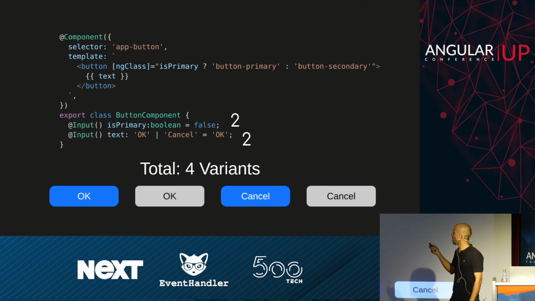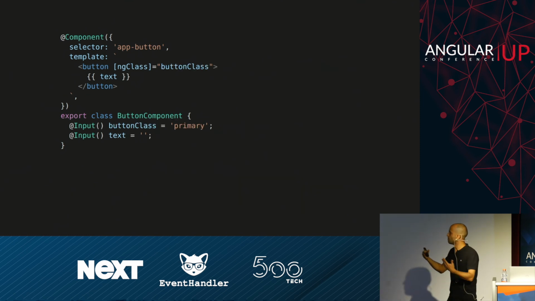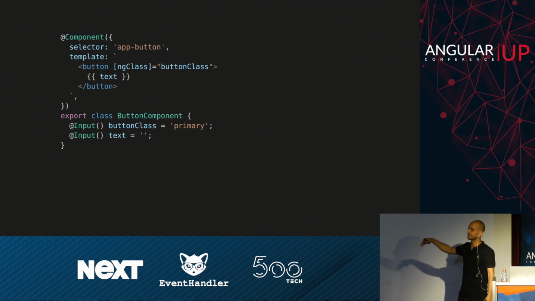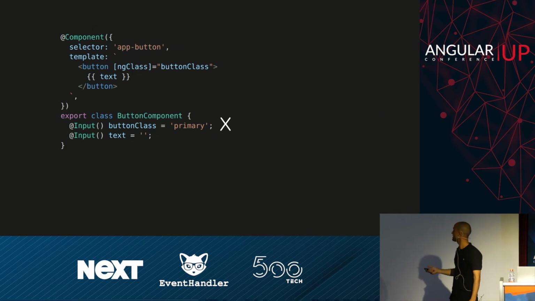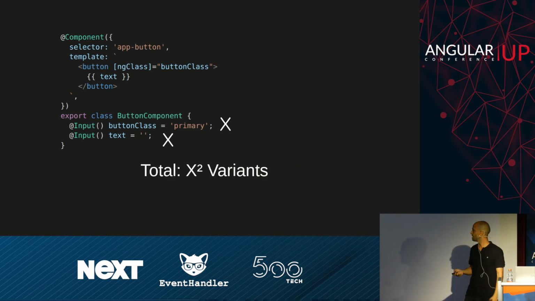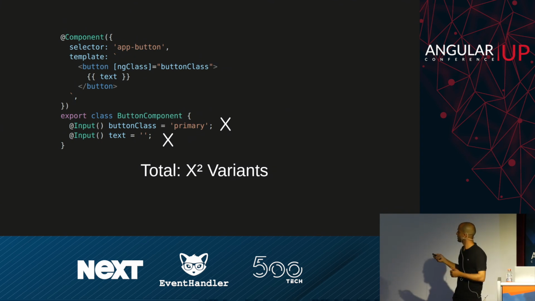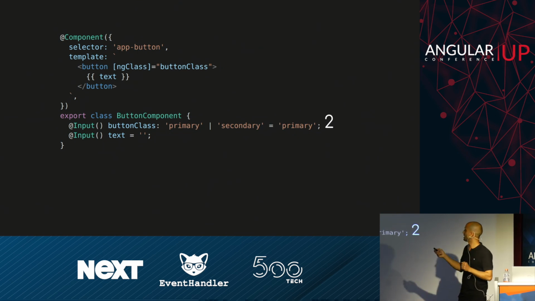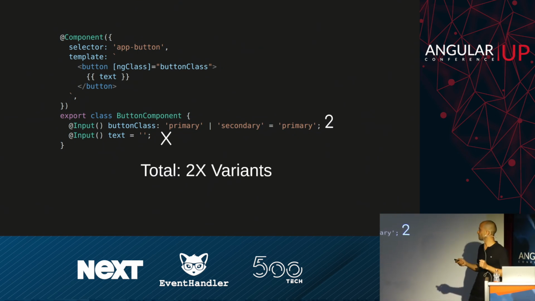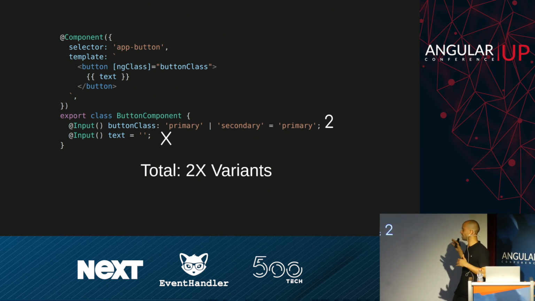So we probably end up with a more flexible button like this. We have a primary button, which has a default of primary, but can get any kind of class. So that's an infinite number of possibilities. Same with text. Infinite number of possibilities. So together, x to the power of 2 variants. If you look at that, we can reduce it. We can reduce the button class possibilities into 2, so that's going to be 2. And the text is still infinite, so that's x. And we reduce that into 2x total number of variants.